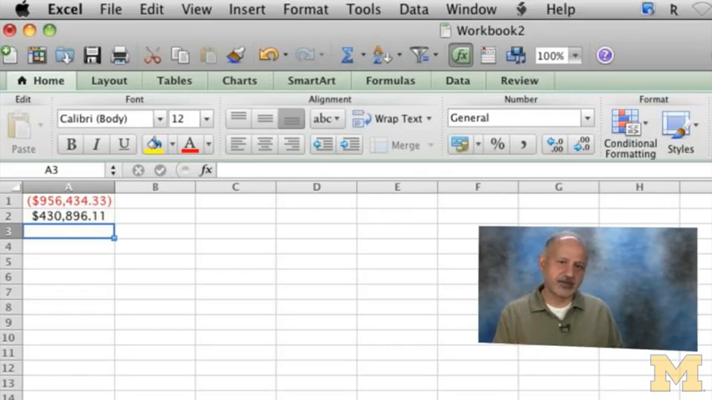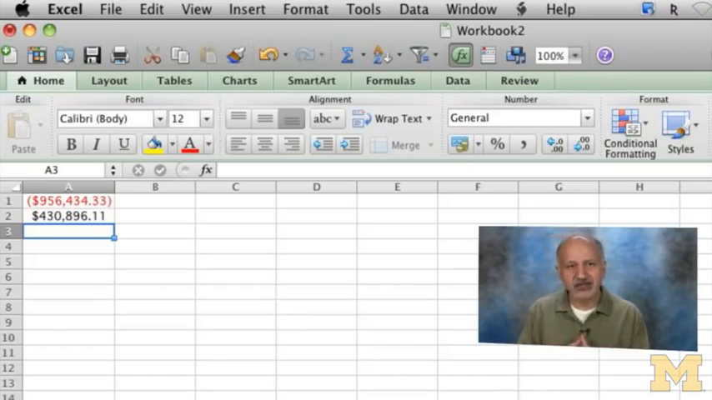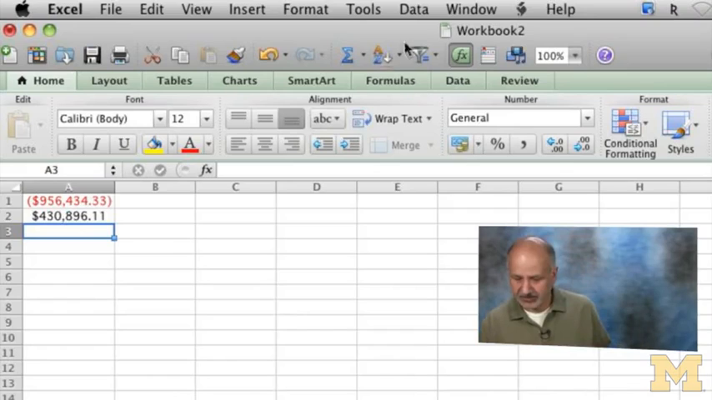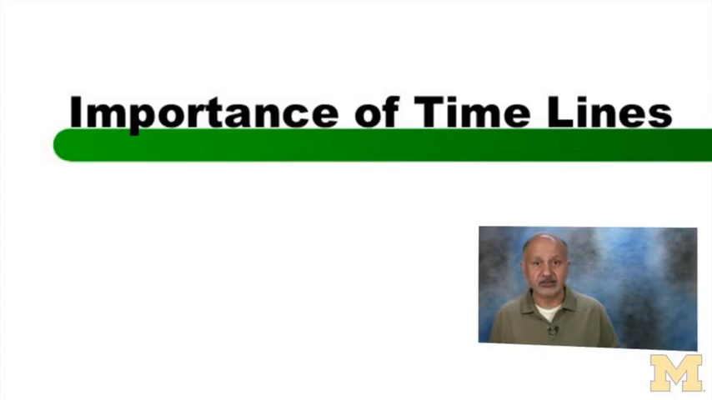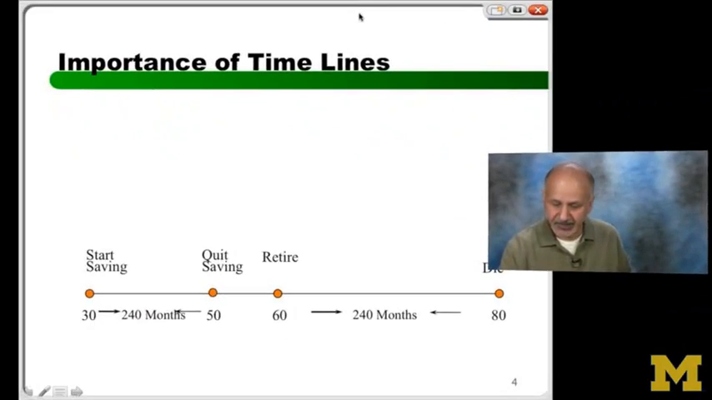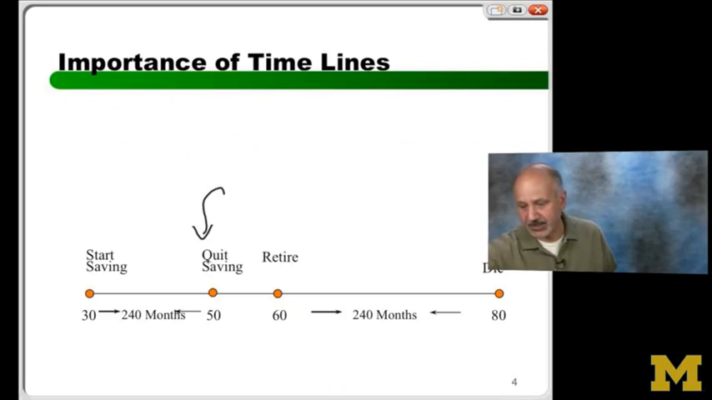And what's the reason for it? 120 months have passed, and the monthly interest rate is non-trivial, right? So now we are at a point where, let me just toggle back to the PowerPoint. Now the good news is, where am I? I am now at this point, and I have a number that I can deal with.